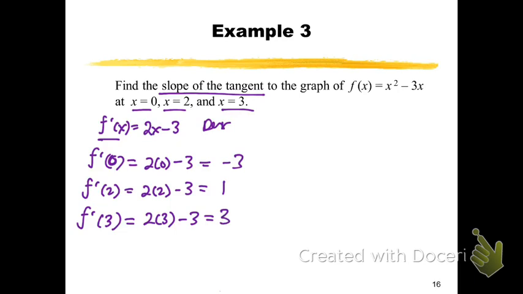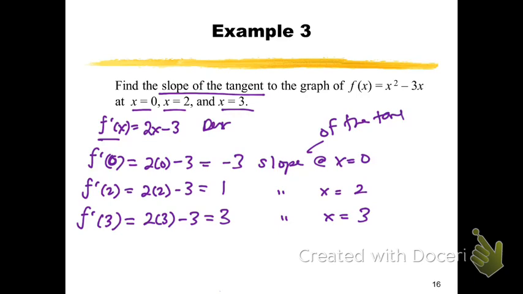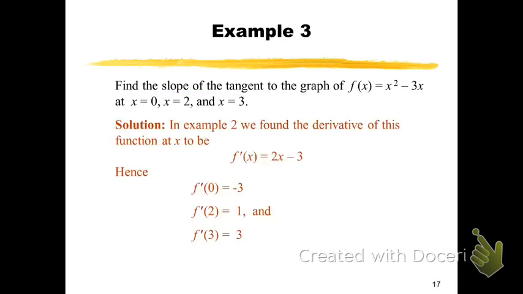So this is the slope at x equal to 0, the slope at x equal to 2, and the slope at x equal to 3. And these are the slopes of the tangent line. So here again, we find the slope of the tangent line of this function. We found the derivative to be this here, and so we plug in those values and we get the respective slopes.